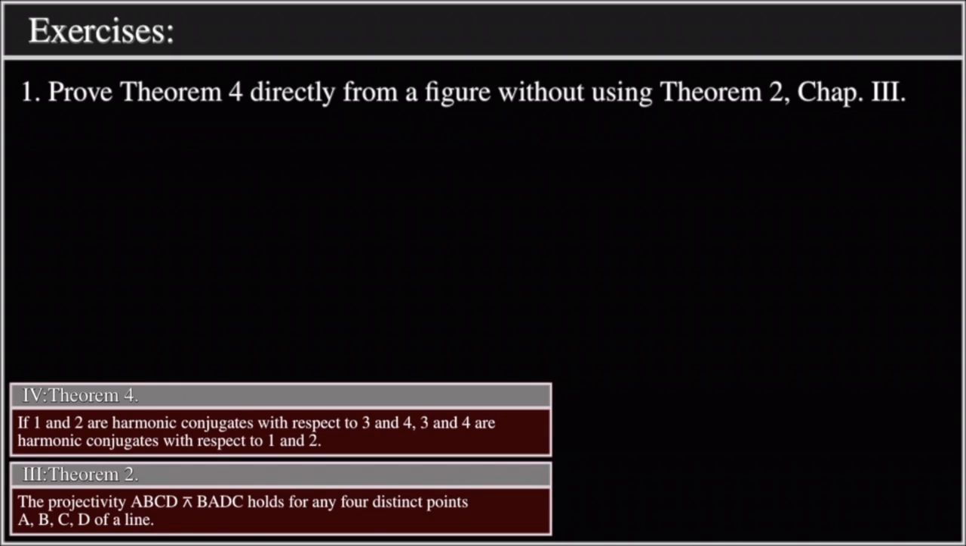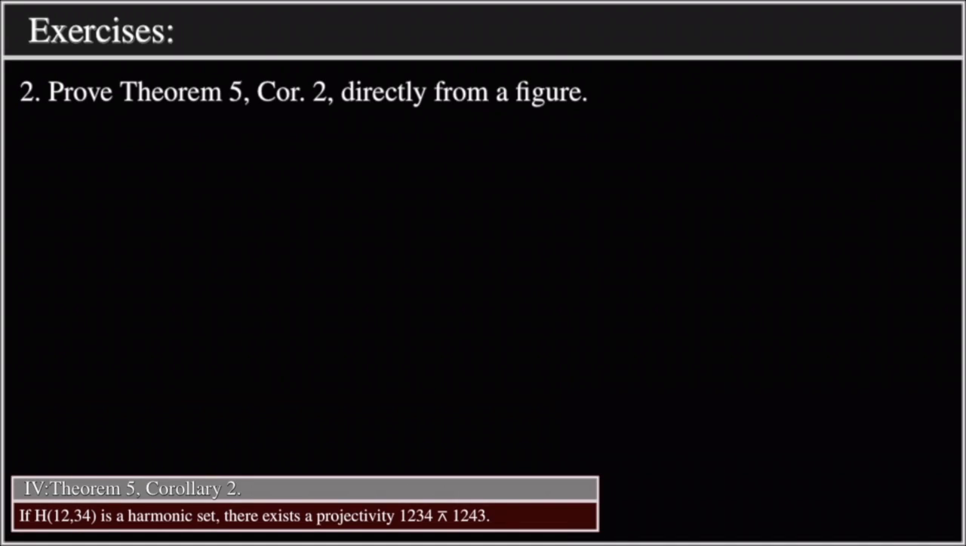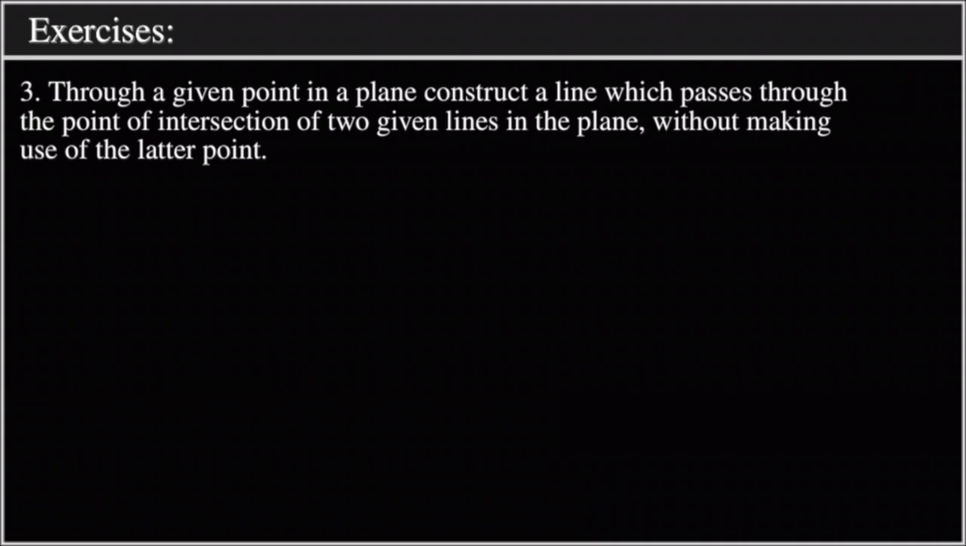1. Prove Theorem 4 directly from a figure without using Theorem 2 of Chapter 3. 2. Prove Theorem 5, Corollary 2 directly from a figure. 3. Through a point given in a plane, construct a line which passes through the point of intersection of two lines in the plane without making use of the latter point.